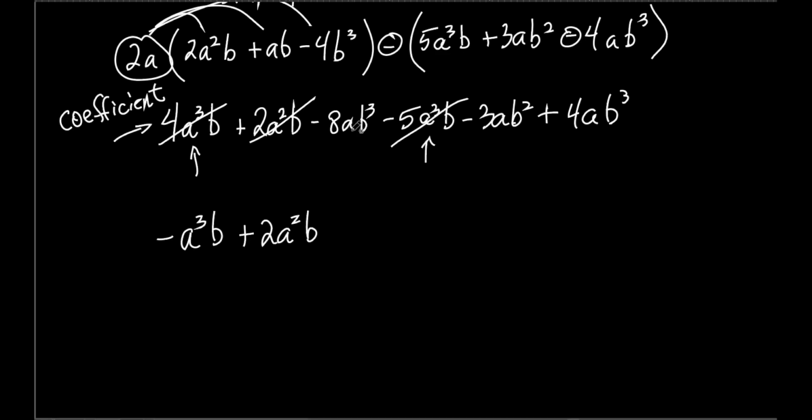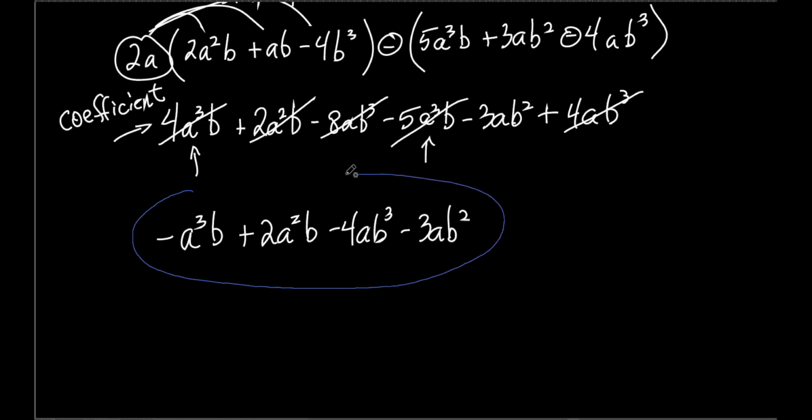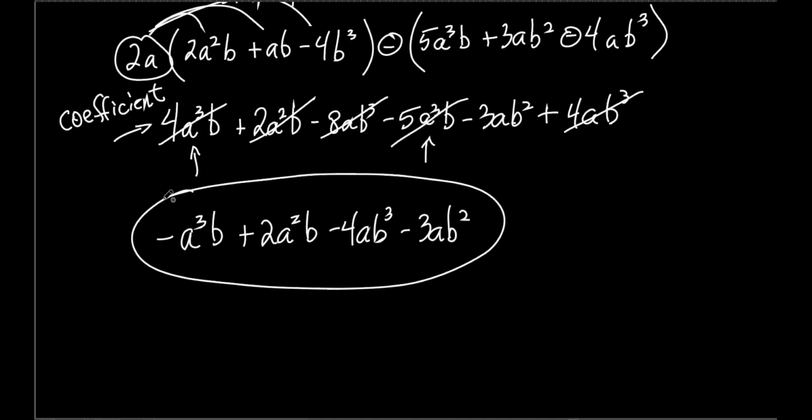What's this one? ab cubed. Any other ab cubeds? Yep, this one right here. -8 plus 4, -4 what? ab cubed. Done with that one. What do I have left? Just this. There's nothing else to add it to, so I just write -3ab squared. And that's it. That's how you do it. It's pretty simple, isn't it?